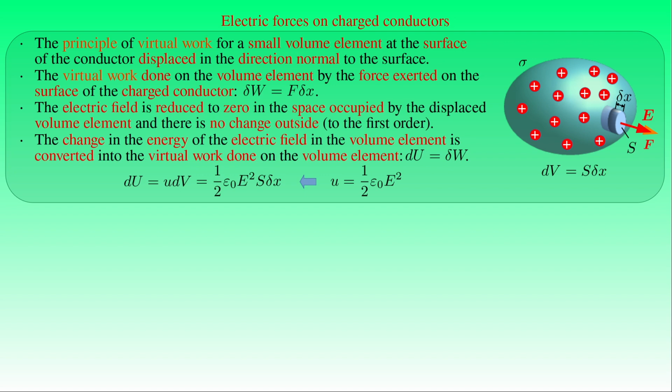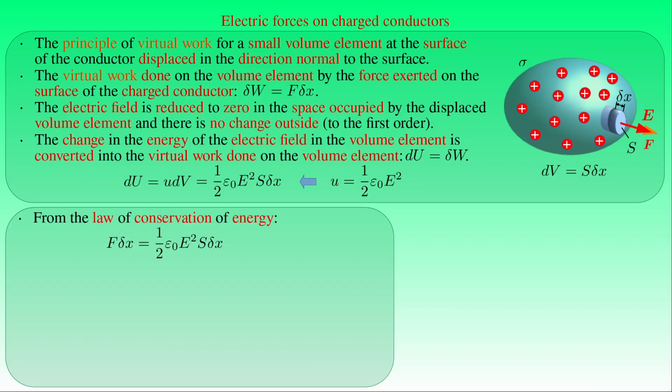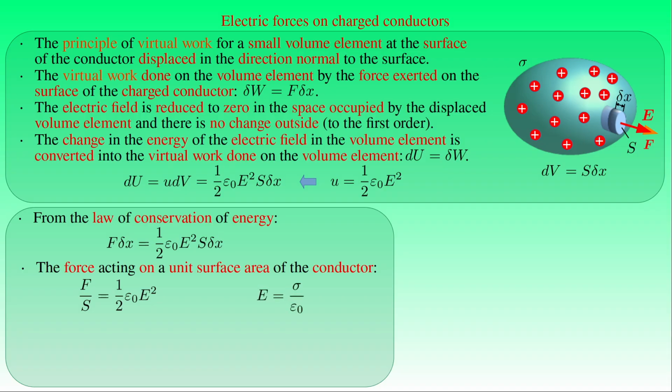From the law of conservation of energy telling us that dU is completely converted into delta W, we obtain that the force F times the virtual displacement delta x is equal to 1/2 epsilon naught E squared times S times delta x. If we divide this equation by S times delta x, we can write the force acting on a unit area of the surface of the charged conductor as 1/2 epsilon naught E squared. Since the electric field E at the surface of the conductor is equal to the surface charge density sigma over epsilon naught, the right-hand side can also be written as sigma squared over 2 epsilon naught. Thus we have obtained the same expressions as the ones derived from the superposition of electric fields due to the charges on the different parts of the surface of the conductor.